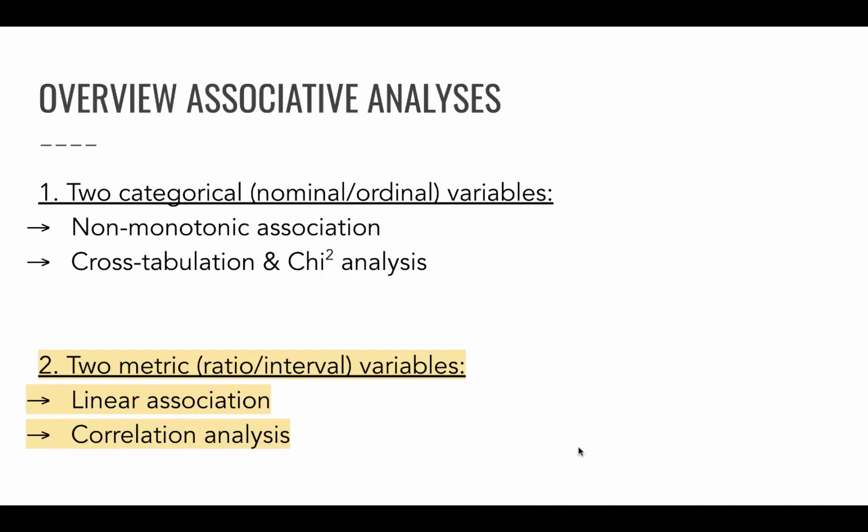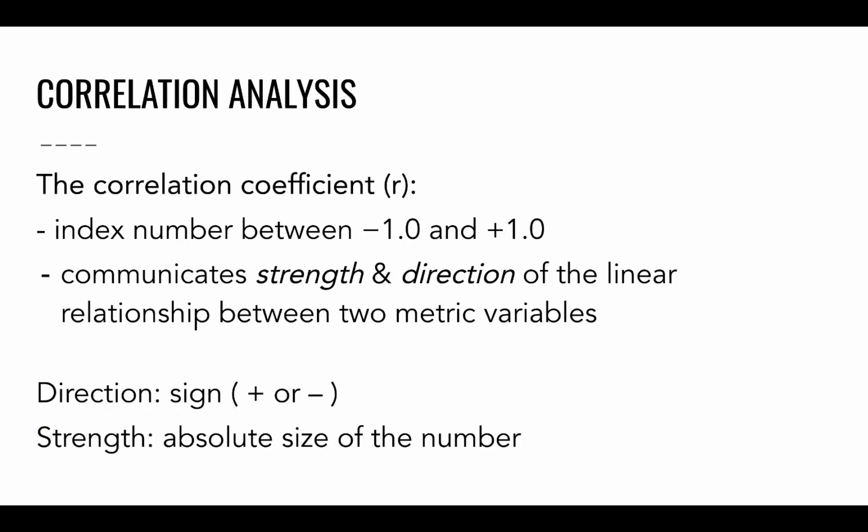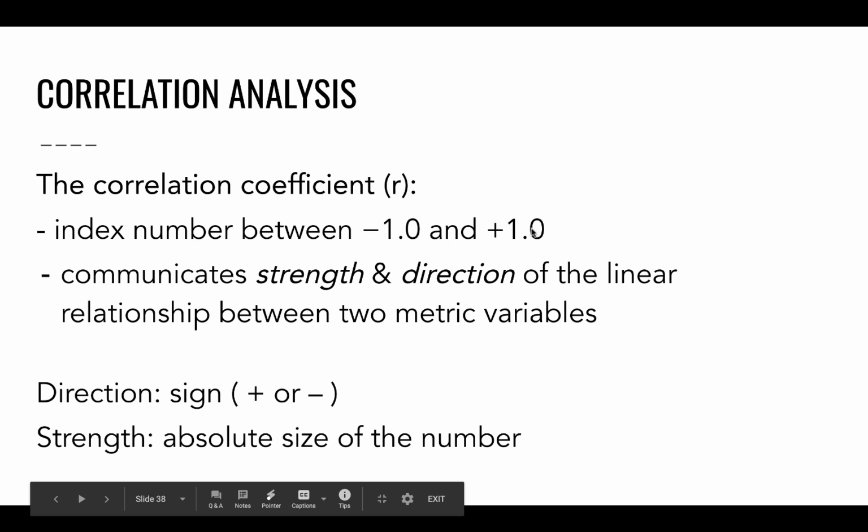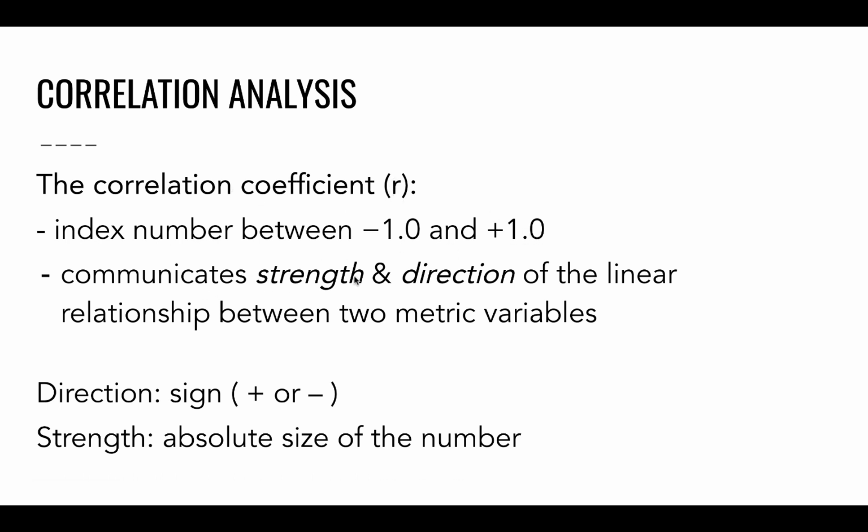Now, the second test we cover in Marketing 470 is correlation analysis. So this is a way to assess linear associations between two metric scaled variables. So this is very clear cut. With a correlation analysis, your output produces a correlation coefficient, lowercase r, which is an index number between -1 and +1. So it always ranges between -1 and +1. And this tiny number communicates the strength and the direction of your linear relationship between your two metric variables. So there's a lot of information just in this little number.